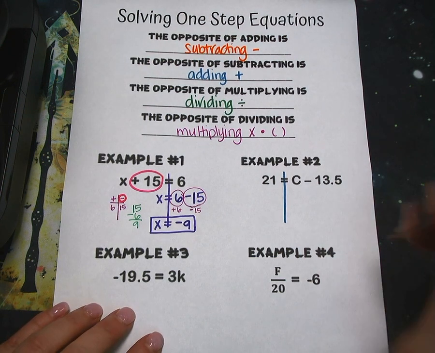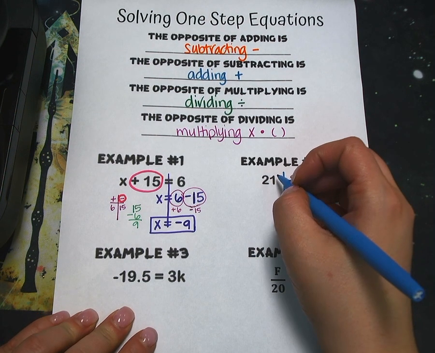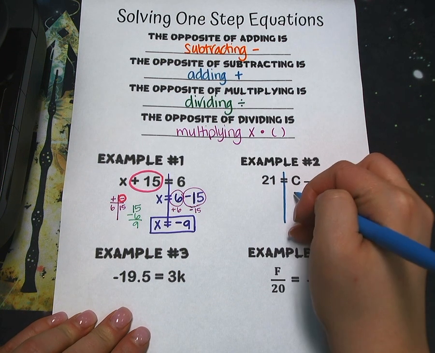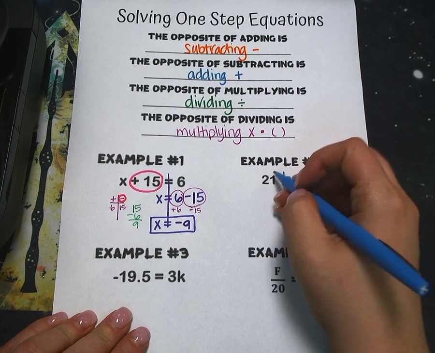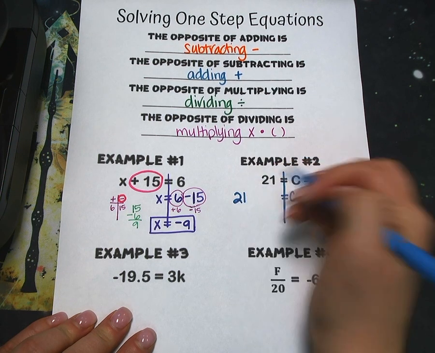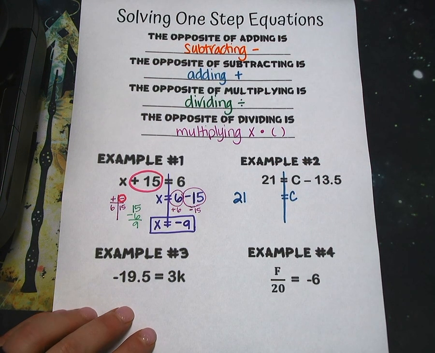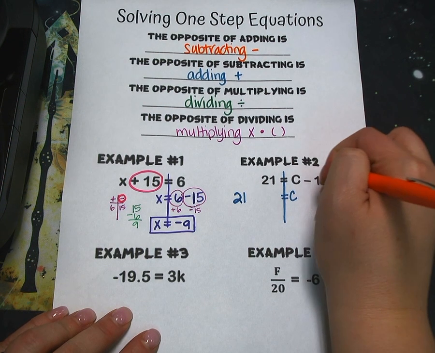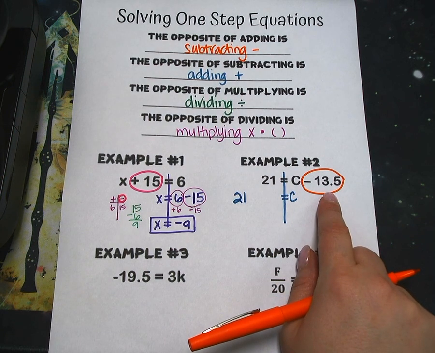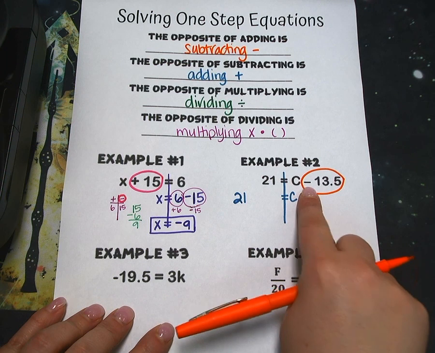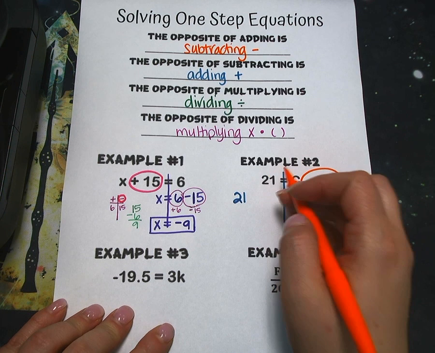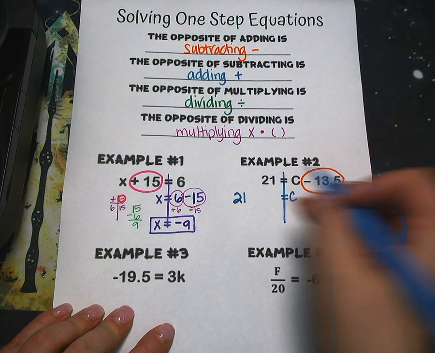All right, and I want to put that 21 by itself. I'm just going to bring that down, and then I have a C. So I'm going to put the letter C by the equal sign. And then that 21 has to be my first number, so I'm going to write it over here to the side. And then I know I need to get rid of the minus 13.5, or you can think of it as negative 13.5. So the opposite of subtracting would be adding. So in order to move that across this line, I need to add it to my 21.